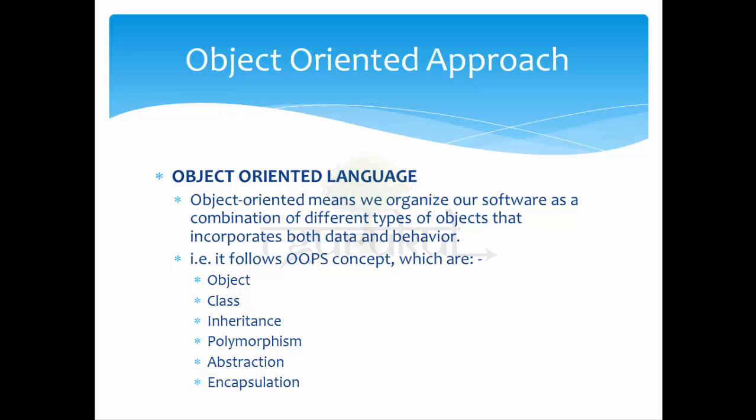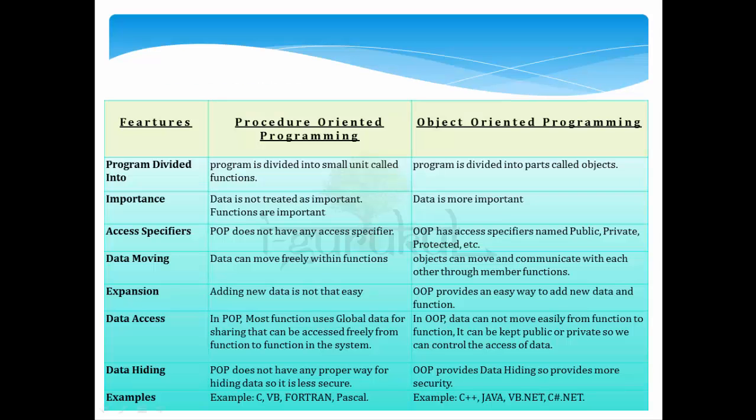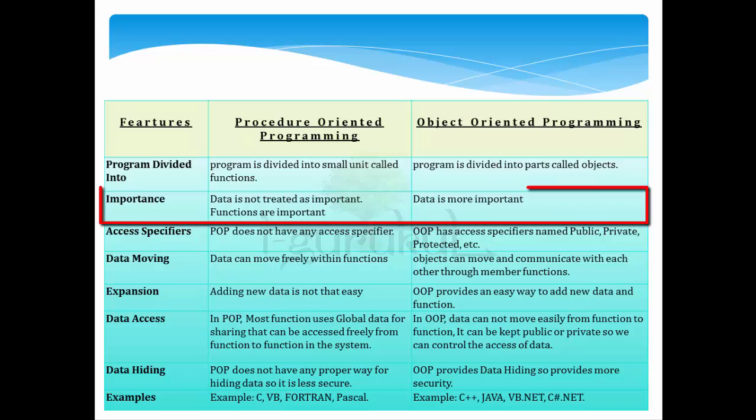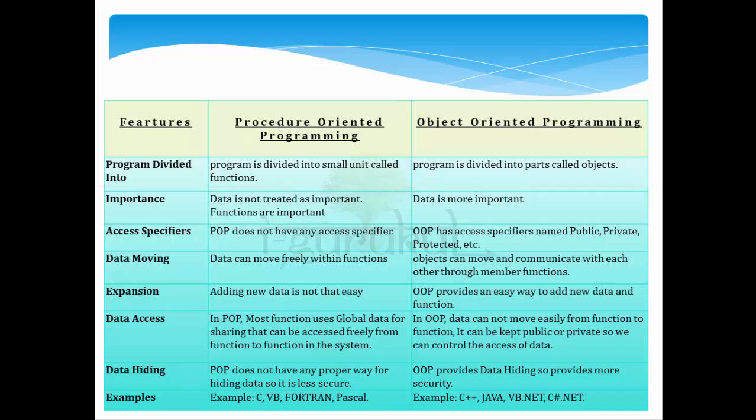So our next question was why we actually needed an object oriented approach. What were the drawbacks of the previous approach, that was the procedure oriented approach? These are a few basic differences. There are many more, but the most important ones are that in the procedure oriented approach, data was treated as not that important, but in the object oriented approach, data is of much importance.